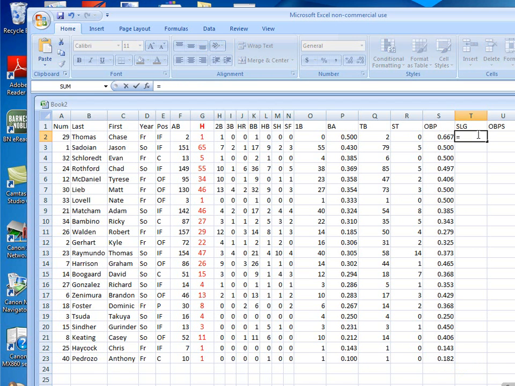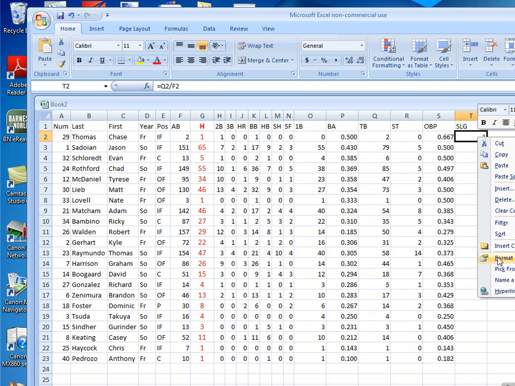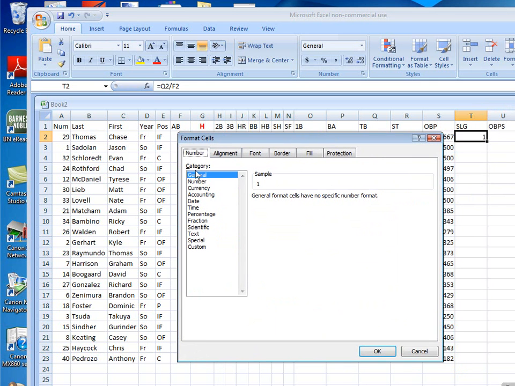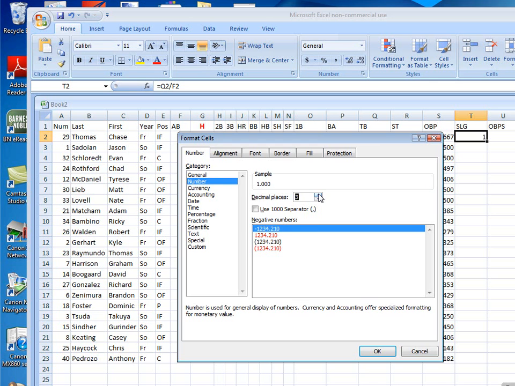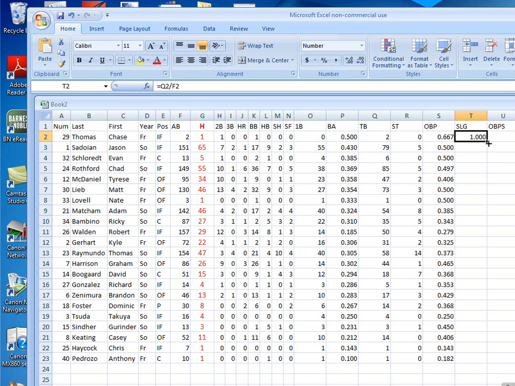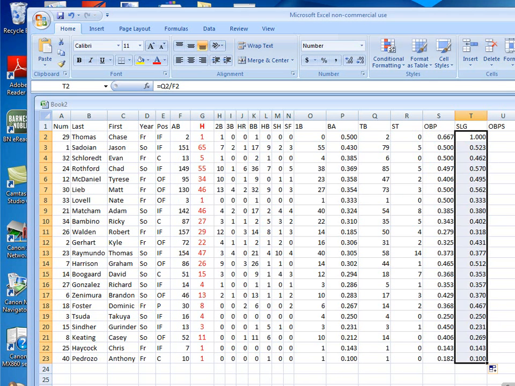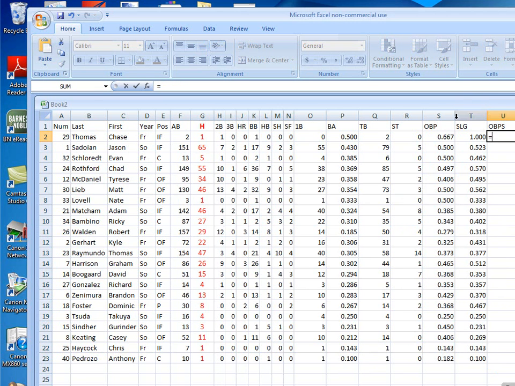Slugging equals, this one's easy, total bases divided by at bats. Now slugging is a percentage, so right click, format cells, and change that to number, 3 decimal places. There you go. And OPS is really easy. It is just OBP, that was a calculated value, plus slugging.